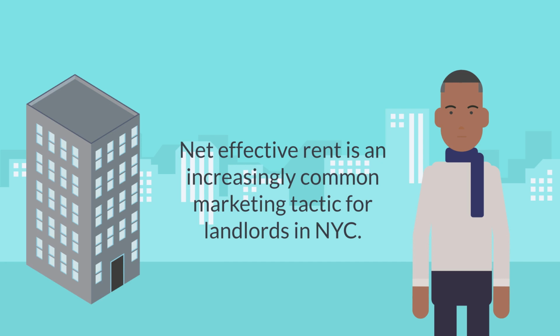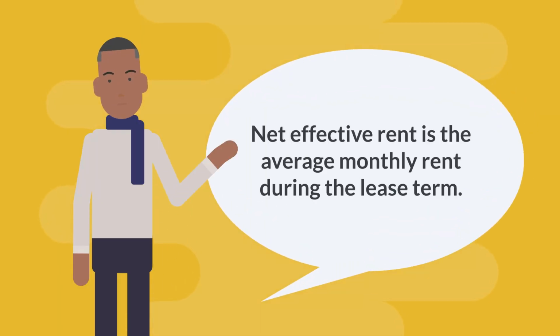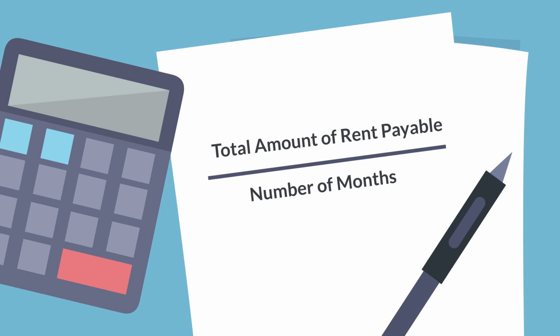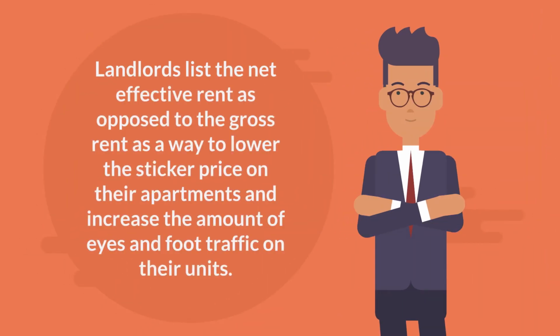Net effective rent is an increasingly common marketing tactic for landlords in New York City. Net effective rent is the average monthly rent during the lease term. The net effective rent is calculated by dividing the total amount of rent payable during your lease term by the number of months in your lease. Landlords list the net effective rent as opposed to the gross rent as a way to lower the sticker price on their apartments and increase the amount of eyes and foot traffic on their units.